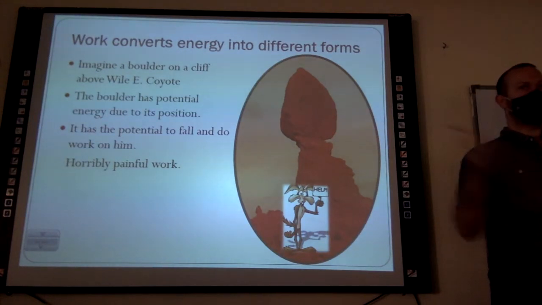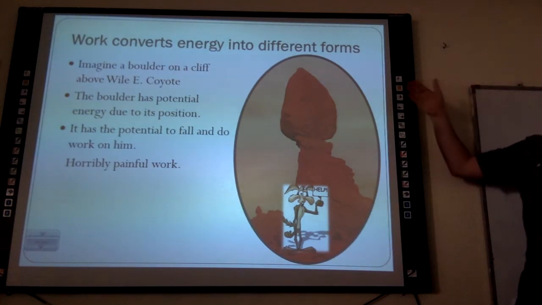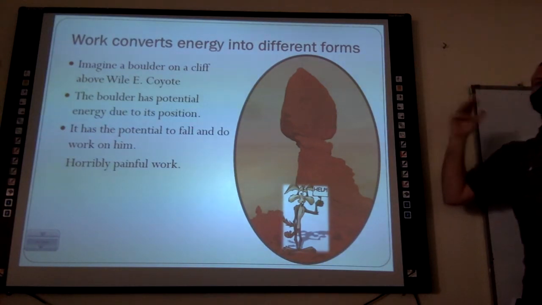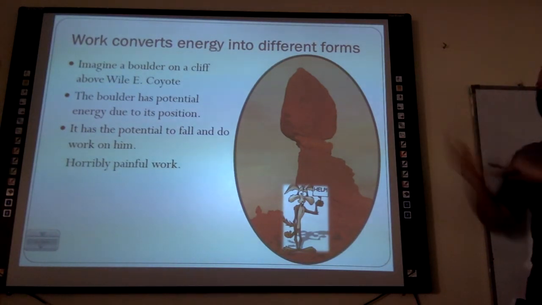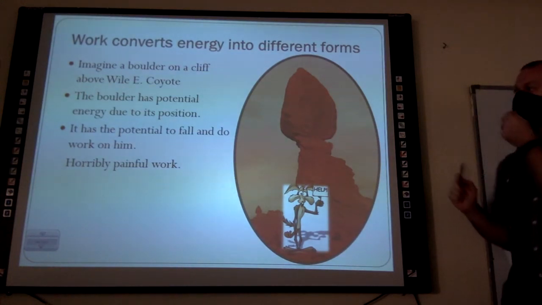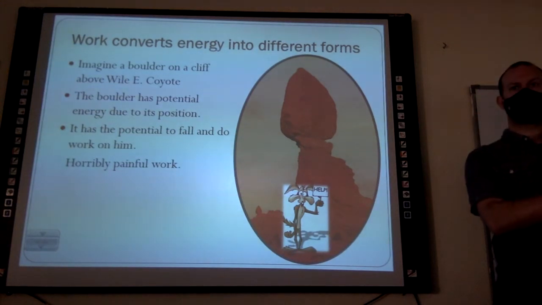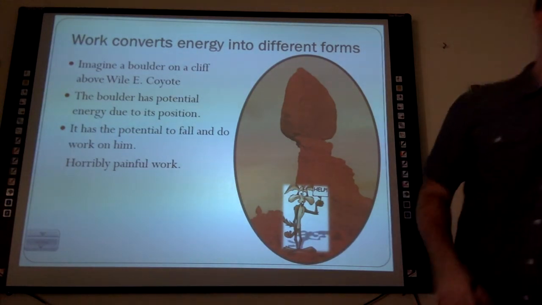Not everything's going to be in the boxes, but this is just an example of this. So you can think of potential energy as the potential to do something. When we're talking about gravitational potential energy, it's often the potential to fall, because that's what potential energy due to gravity talks about.